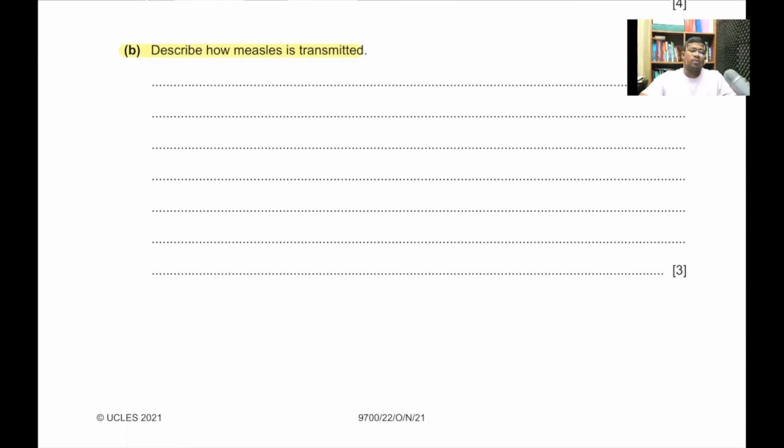Measles can also be transmitted when an infected person, after sneezing, touches their hand, and then the hand touches a particular surface like a railing or anything. Then when the uninfected person touches that infected surface and puts their hand in their mouth or nose or into the eyes, then that person can get infected.